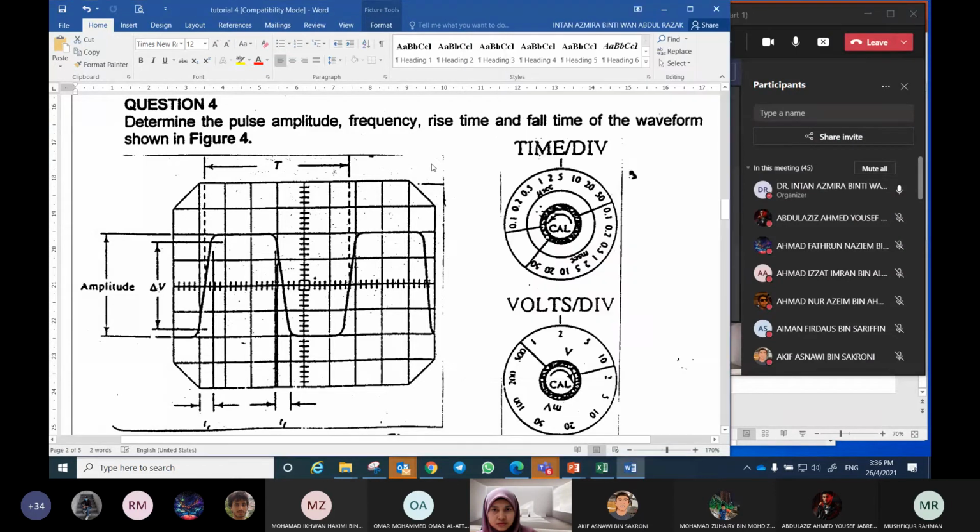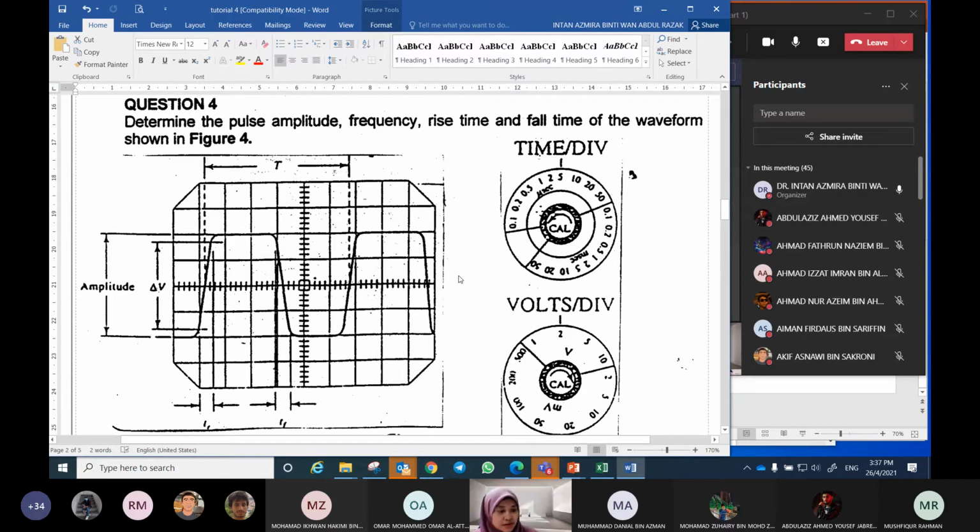Doctor, the volt per division setting is not in milli. The milli is here, from here to here. Okay. The upper side is V. It depends on the certain oscilloscope. So we go based on the figure.